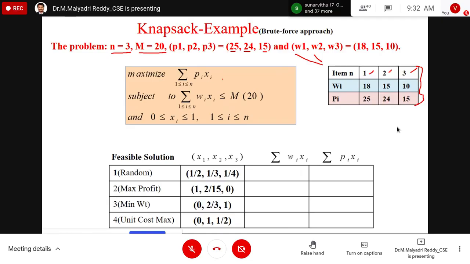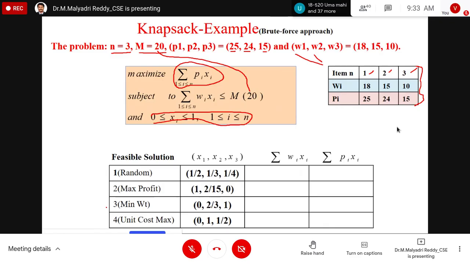Our aim is to maximize this profit, subject to the constraint that the sum of Wi Xi is less than or equal to M, where M is 20. This is the capacity of the bag. These are all the general constraints. So these are all the given resources. So for that, I have to apply the different feasible solutions.